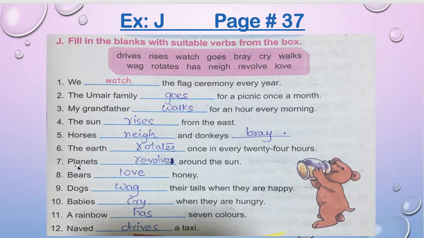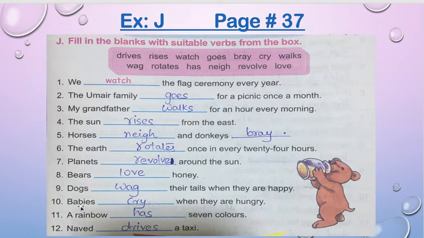Revolve. Planets is the subject and it is in plural form. So the verb will be in singular form, isn't it? Revolve. Next one. Bears dash honey. Love. Bears is the subject here and it is in plural form. So the verb here is in singular form. Love. Next, ninth one. Dogs dash their tails when they are happy.